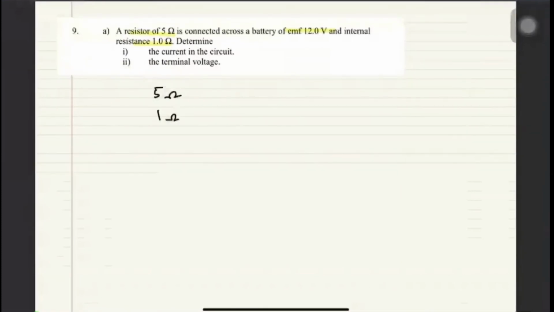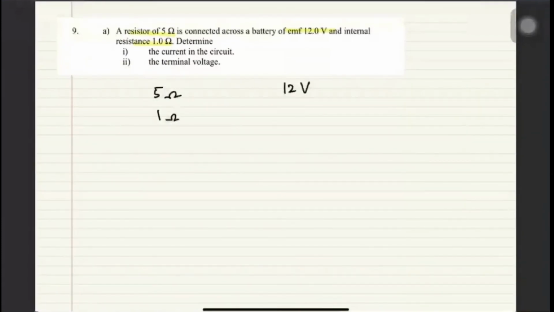Series, parallel, resistance, you have actually learned in school. Question 9A says a resistor of 5 ohm is connected across a battery of EMF 12.0 volt, internal resistance of 1 ohm. There are a few values: 5 ohm, 1 ohm, 12 volt. The question asks for the current in the circuit, I, and the terminal voltage, VT.